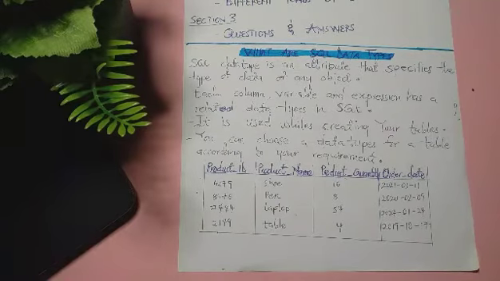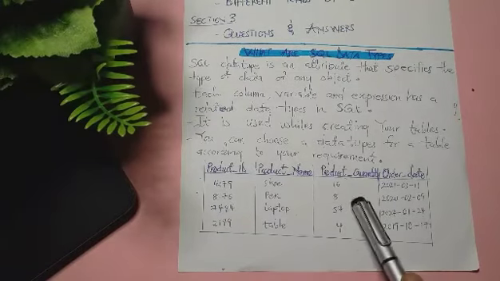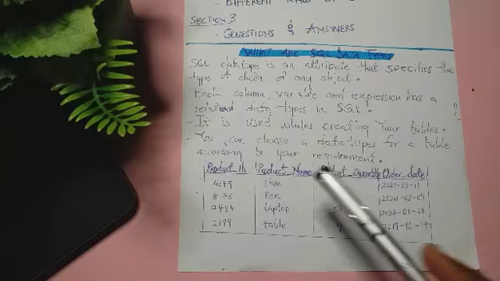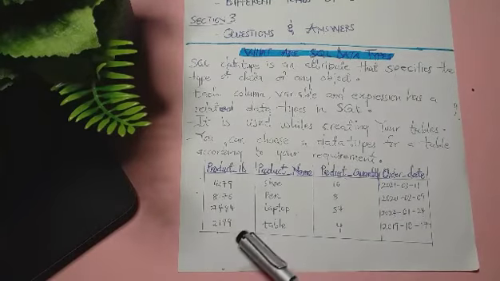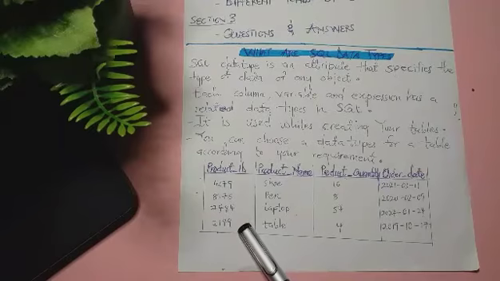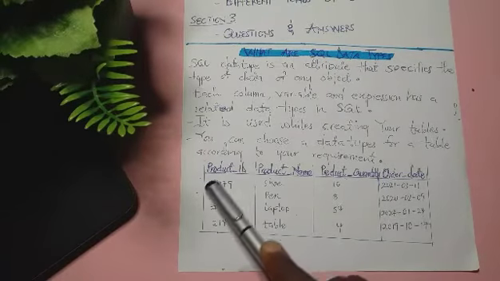Let's take this table as an example, our product table. In our product table, we have 4 columns: the product ID column, the product name column, the product quantity column, and the order date. Each column has a data type. The product ID column has a data type of int. That's integer. It only accepts integers.